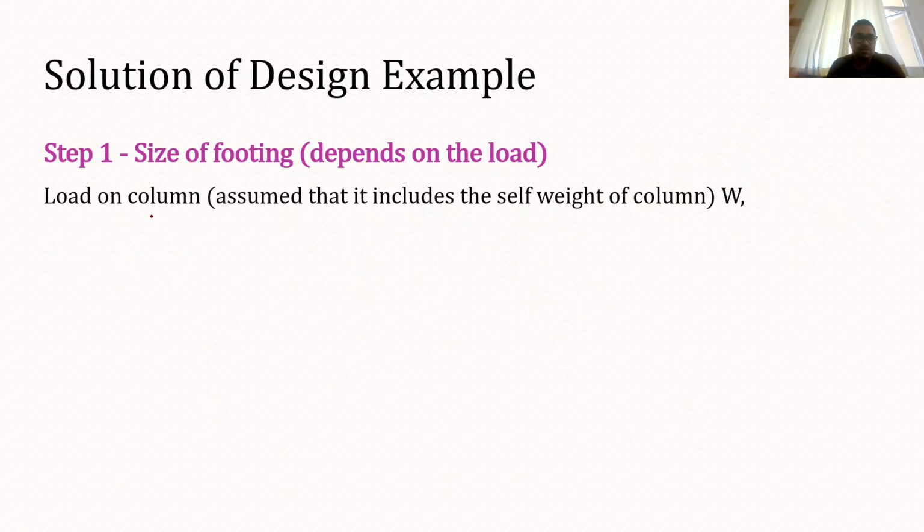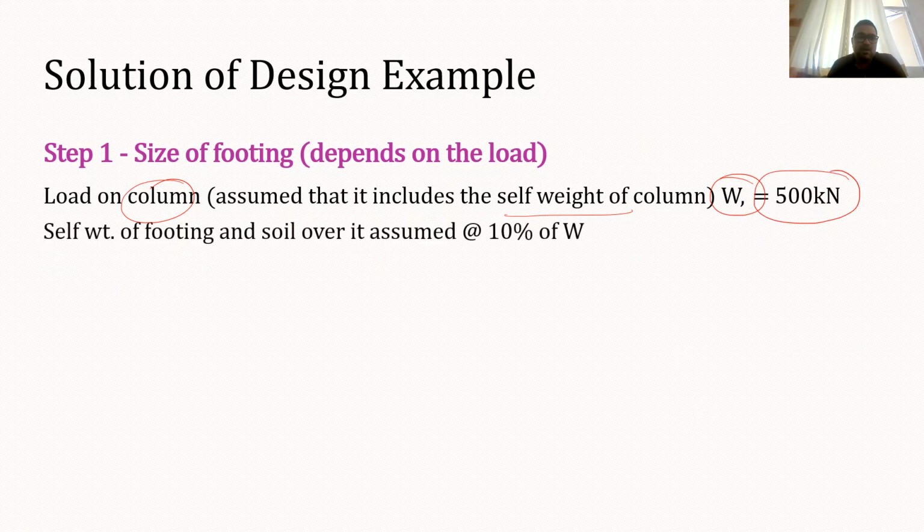The first load will be the load coming from the column. It is not mentioned in the question that the self weight of the column is to be calculated, so we are assuming that the self weight of the column is included in the load coming on the column, which is W, and which is 500 kilonewton. The self weight of the footing also needs to be considered, because this will be the foundation, the load will be coming from the column like this, and this is the soil where the reaction will be occurring.